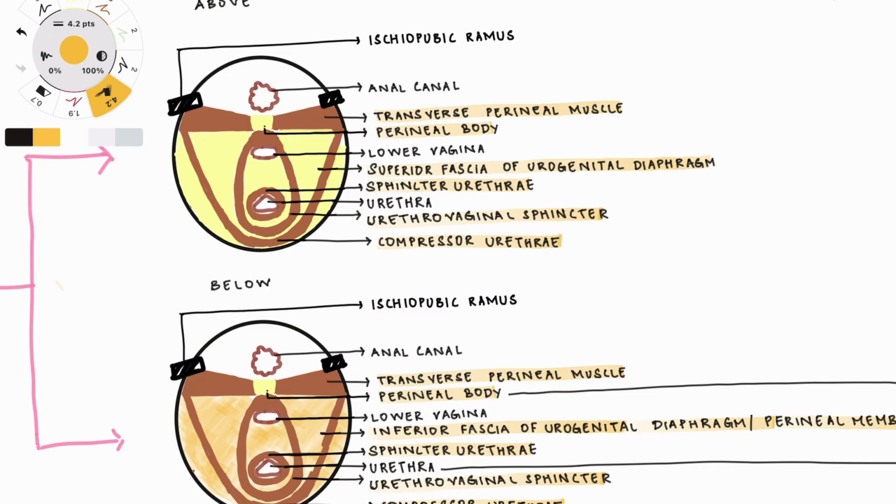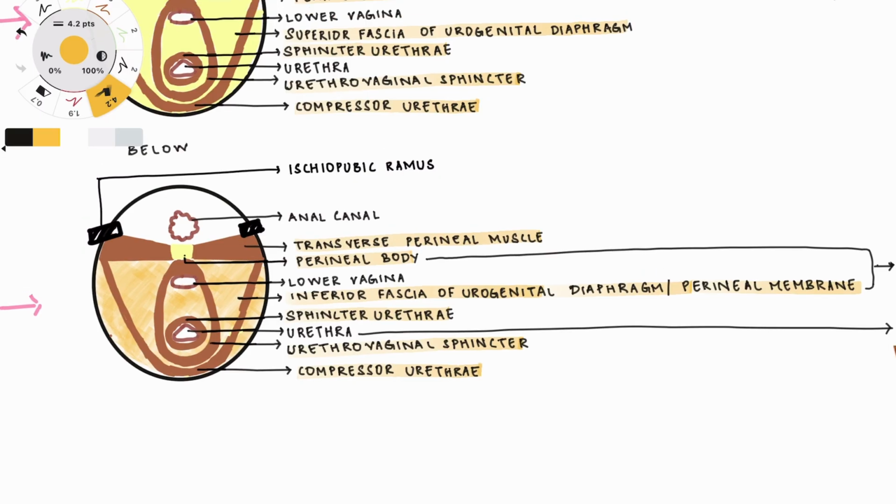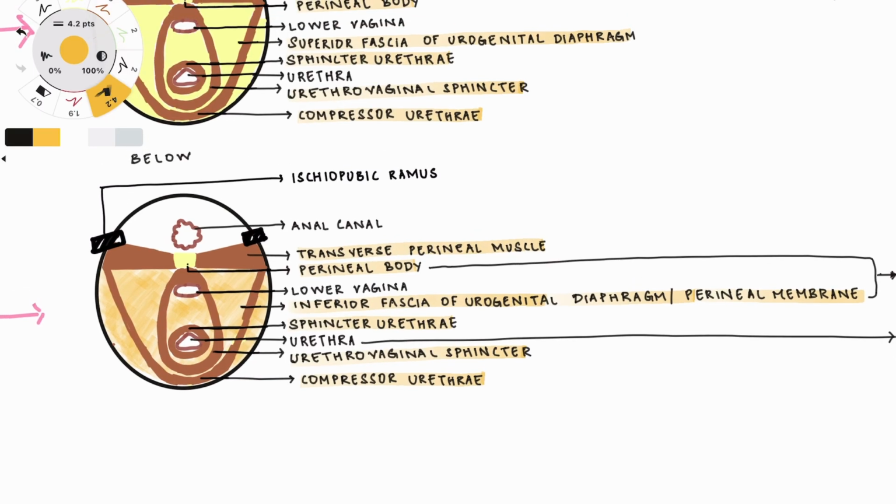In the fascial component, there are two fasciae. Only one fascia is seen in this layer, which is the superior fascia of urogenital diaphragm, which lies above all these muscular components of urogenital diaphragm. In the layer which is present below, the leftover one more fascia of the urogenital diaphragm can be seen, which is the inferior fascia of urogenital diaphragm or the perineal membrane, which lies below these muscles of the urogenital diaphragm.